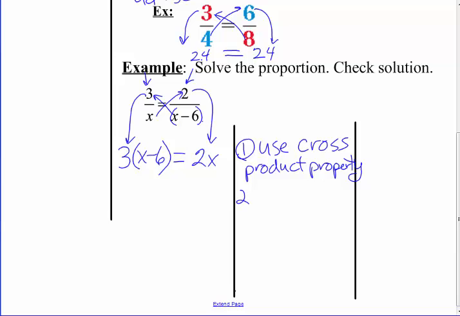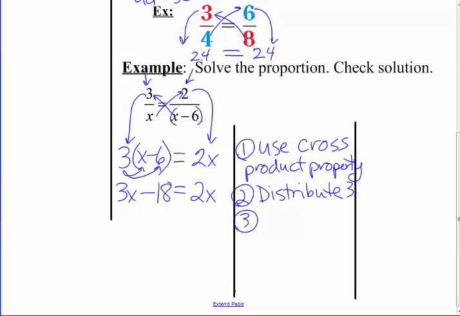Next step will be to distribute to get rid of the parentheses. So we are going to distribute the 3. So 3 times x is 3x. 3 times the minus 6 will be minus 18. Again, careful with your positives and negatives. Equal to 2x.